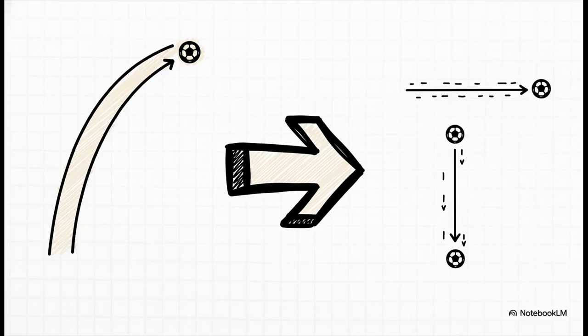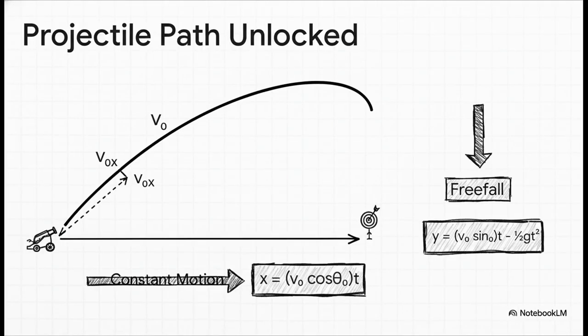This idea is the absolute key. See, by resolving the initial velocity into its x and y shadows, we can look at them separately. And look what happens. The horizontal motion is just an object moving at a steady speed. That's it. And the vertical motion? It's just an object being thrown up and then pulled down by gravity. We know how to solve those. Vectors let us treat them as two separate, easy problems instead of one hard one.